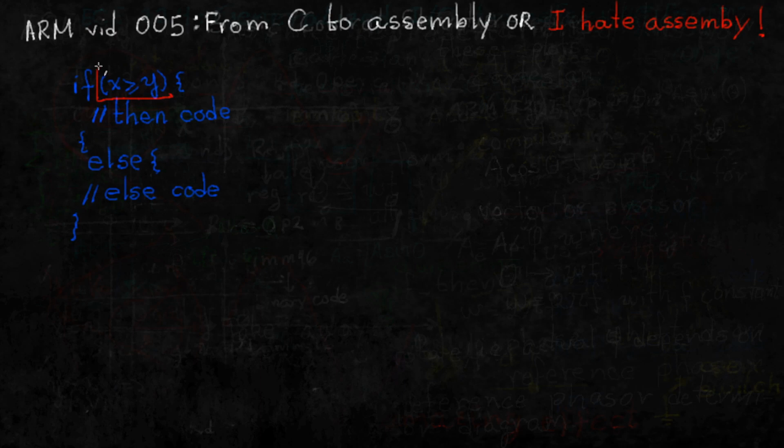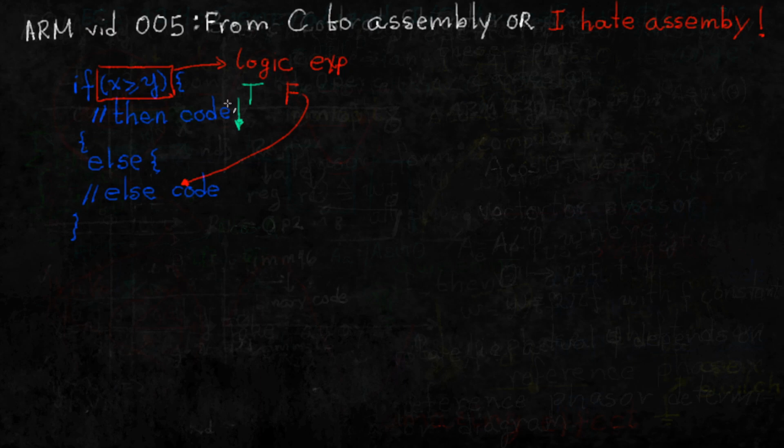The first thing to notice is that we have a logic expression. This is our logic expression. And what happens is that if the logic expression is true, we're going to continue executing sequentially. We're going to run the then block of code. If the logic expression is false, then we are going to branch to the else code.